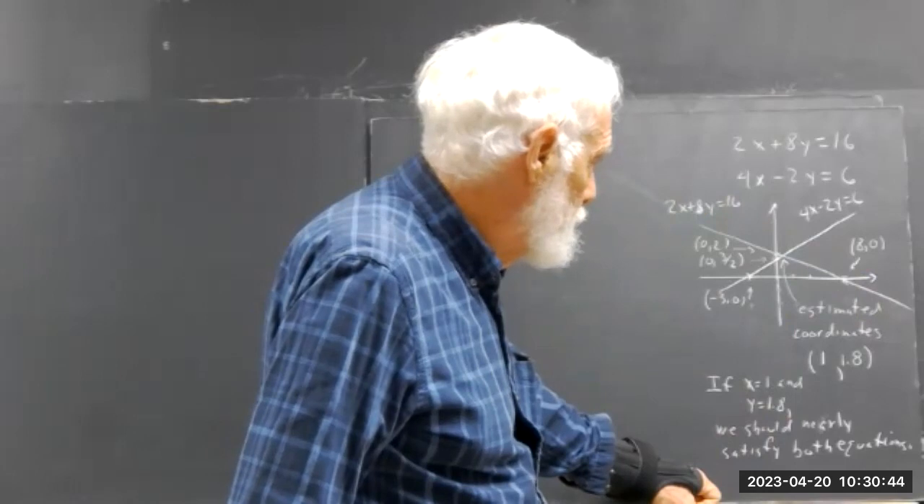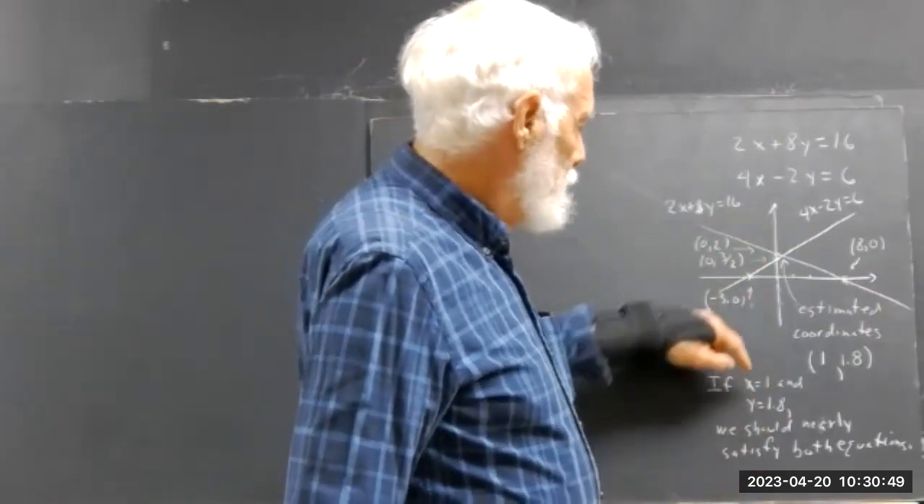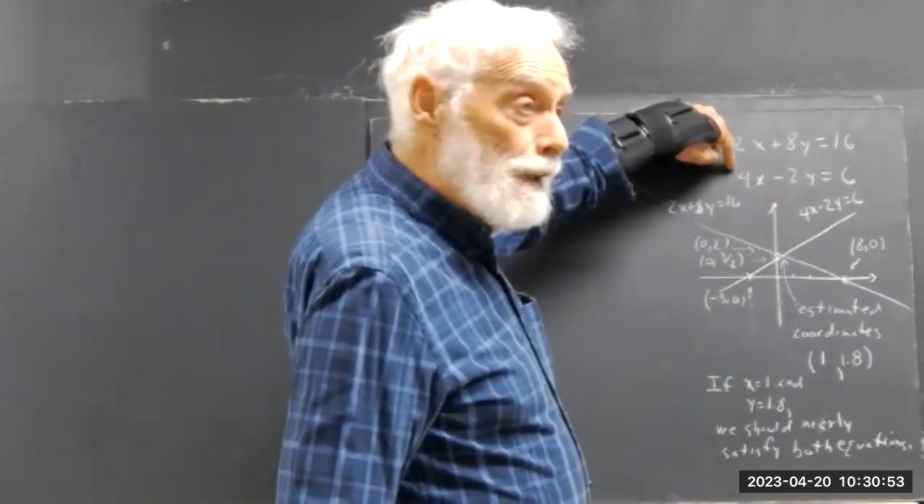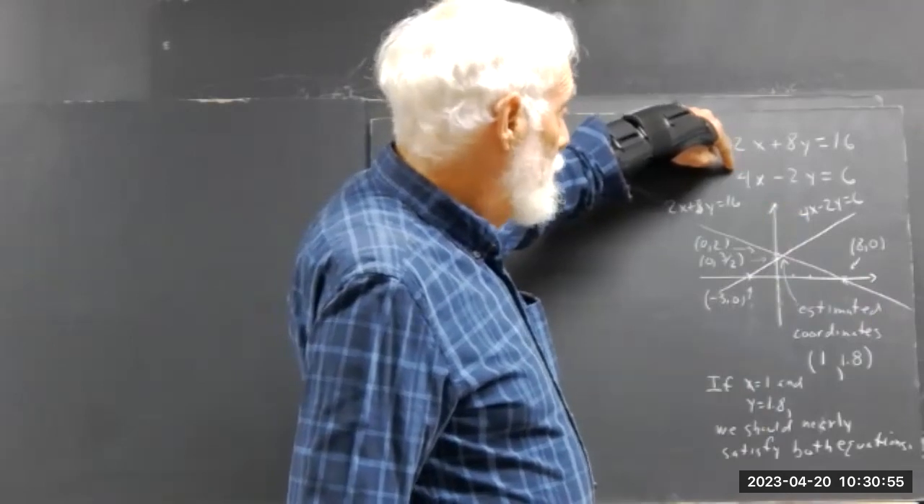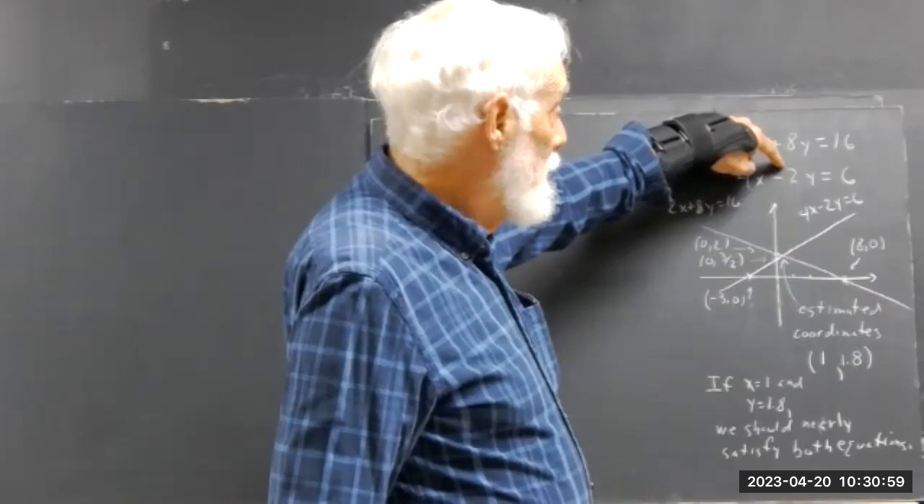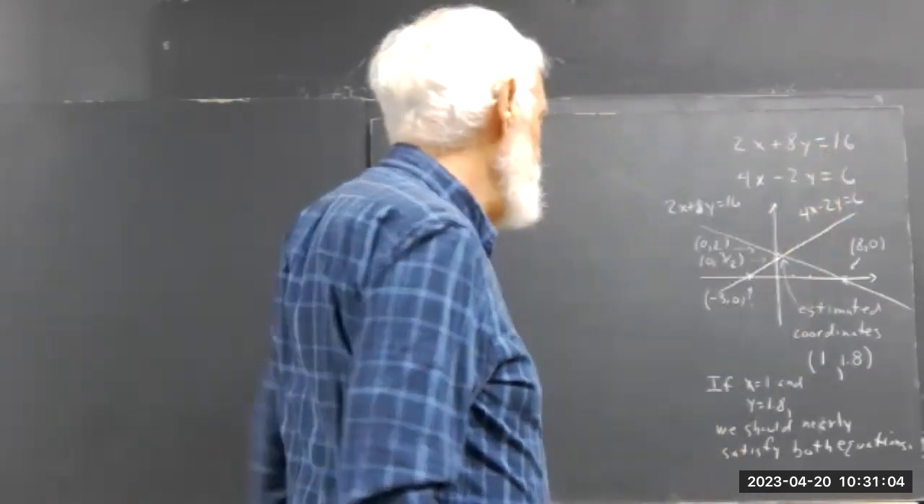So that was a bonehead thing. And my point is that leads me to a bad conclusion. If x equals 1 and y equals 1.8, well, if x is 1, I get 4 here. If y is 1.8, I get -3.6 here, which gives me 0.4, and 0.4 is nowhere near 6.